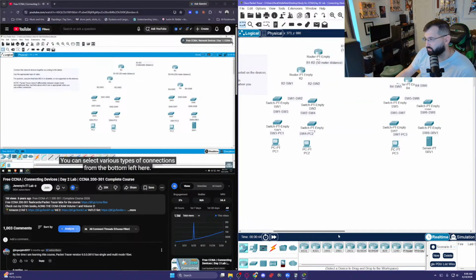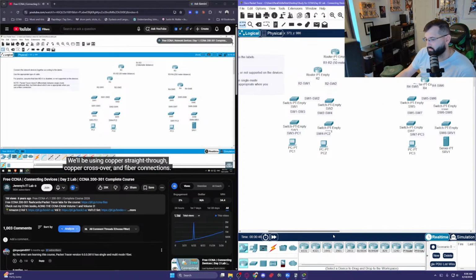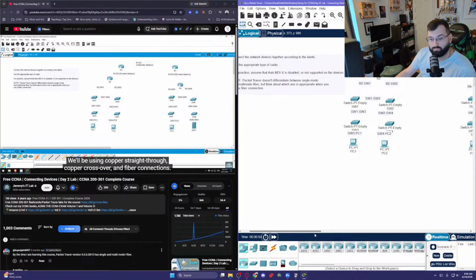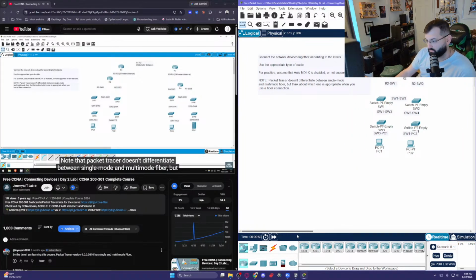You can select various types of connections from the bottom left here. We'll be using copper straight through, copper crossover, and fiber connections. Note that Packet Tracer doesn't differentiate between single mode and multi-mode fiber, but try to think about which type would be appropriate when you use a fiber connection.